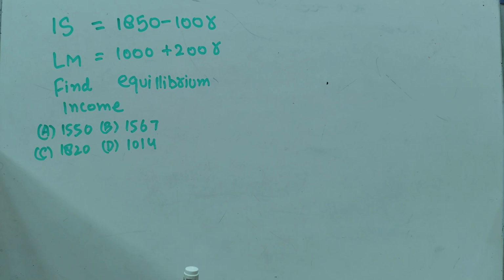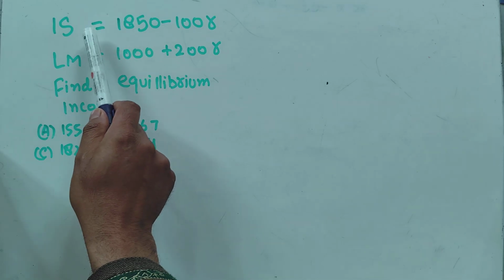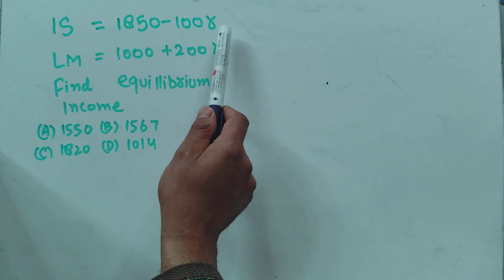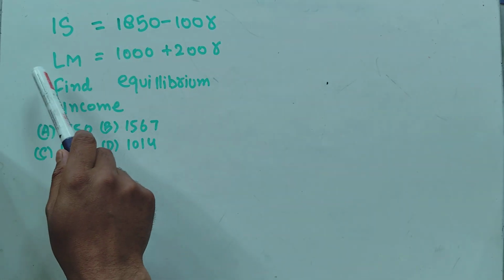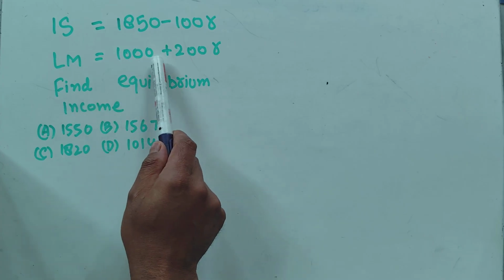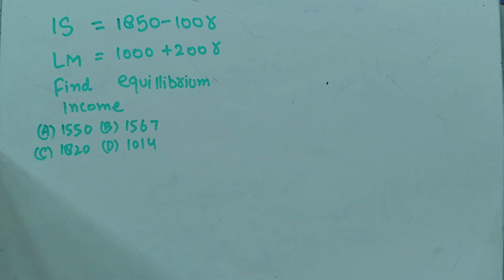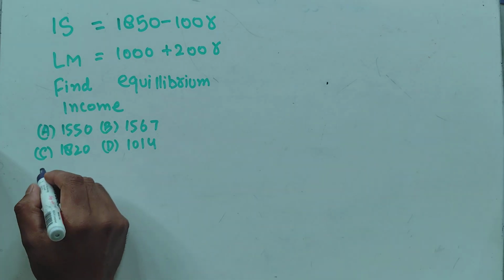How to find out the equilibrium level of income from the IS and LM model? The question is, given the IS equation is 1850 minus 100R, where R is the rate of interest, and the LM equation is 1000 plus 200R, we need to find out the equilibrium level of income. So for the equilibrium level of income, what happens?